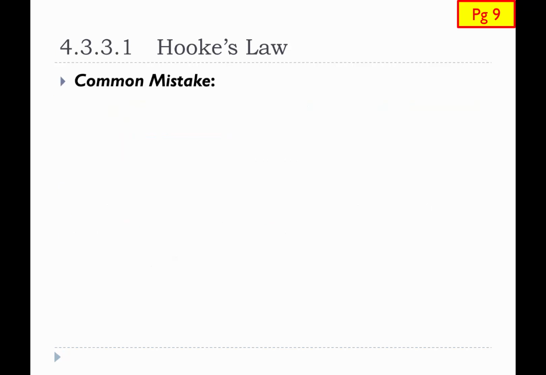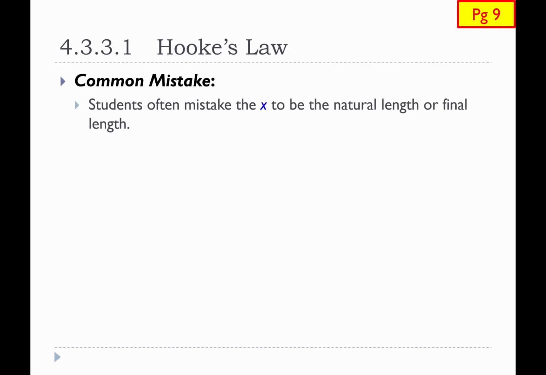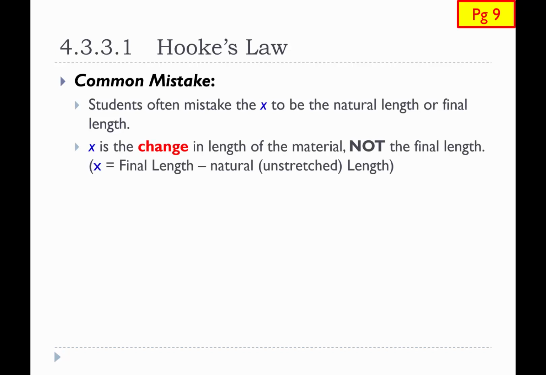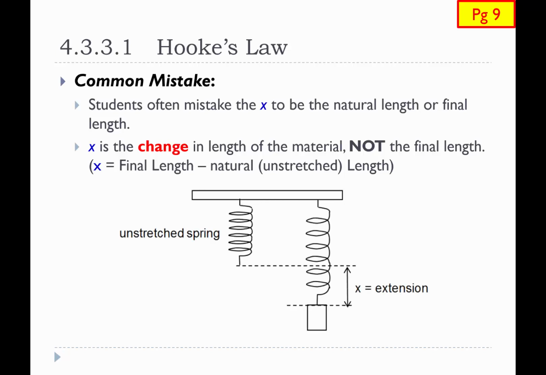Common mistake, so do take note that F equals Kx. What X represents is not the natural length or the final length. What X represents is actually the change in length of the material. It is the difference in length. It is the extension or compression, not the final length. So basically X equals the final length minus the natural or unstretched length of the spring or rope or string, whatever it is. In this diagram, we have shown you what X really represents. It represents the extension, the difference between the final length and the natural unstretched length.